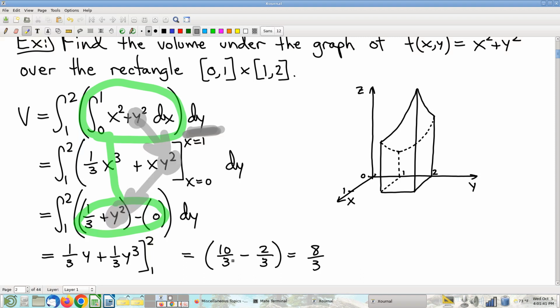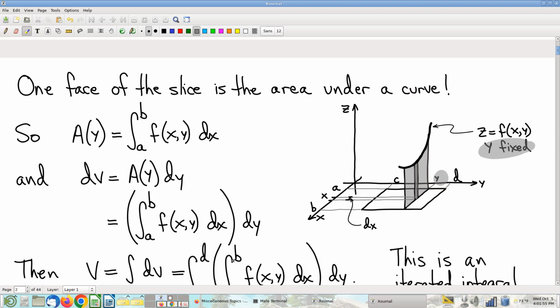Right? And so it stays there because I didn't do anything to it. So, yes, it's a value, but it's a value that depends on y, otherwise known as a function. And here's a further reminder: don't forget what that inside integral is.